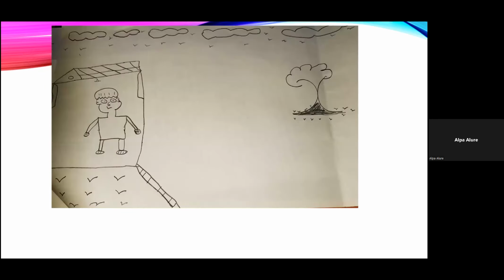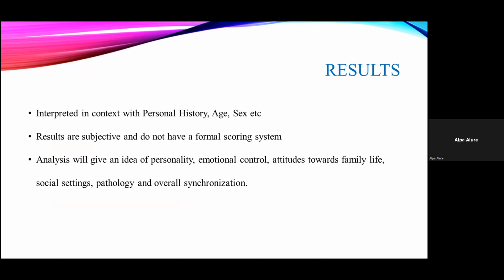So you can see that individually first it was drawn, and on this page all three are drawn together. The results again are done in correlation with the case history. The results are subjective, although we do ask a lot of questions after the drawing: how old is the house, what are the house's strengths and weaknesses, who all live in the house, how is the environment at home. So all of these questions are also asked, which help us in interpreting.